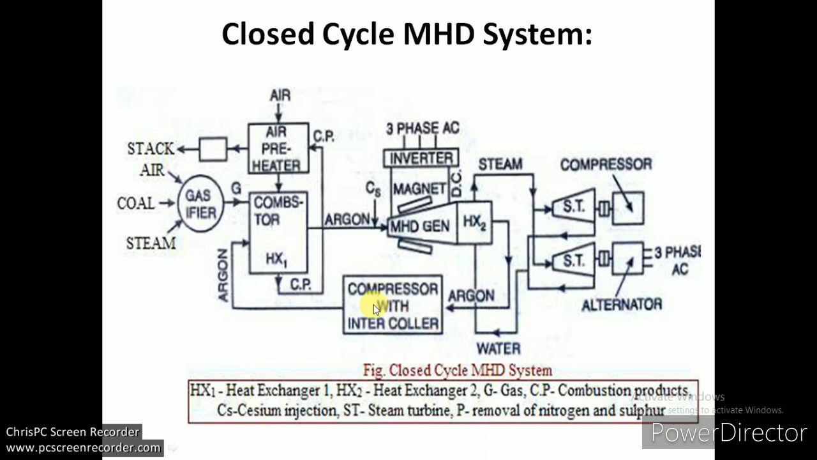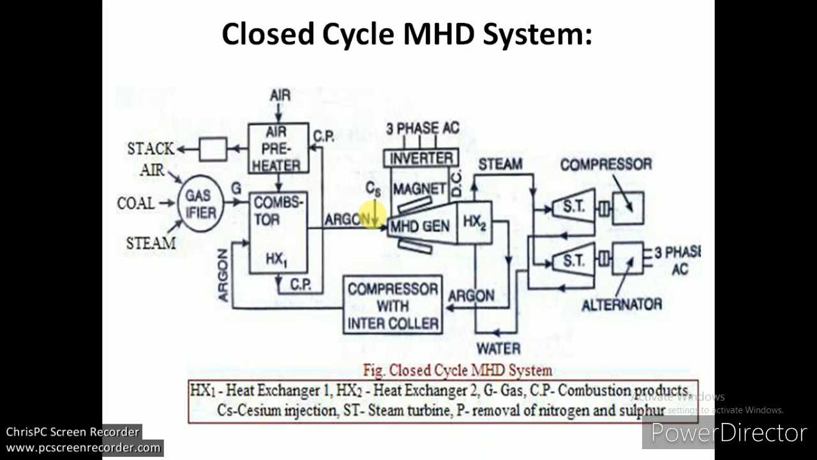And this is a compressor with intercooler. The compressor compresses the argon, and the compressed argon goes to the combustor. This way the flow is supplied to the main MHD box, with the doping of cesium and potassium. So this way this whole cycle is working.